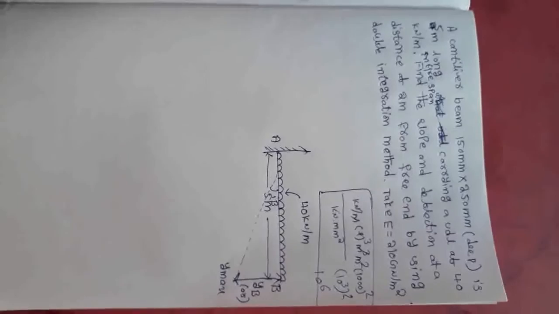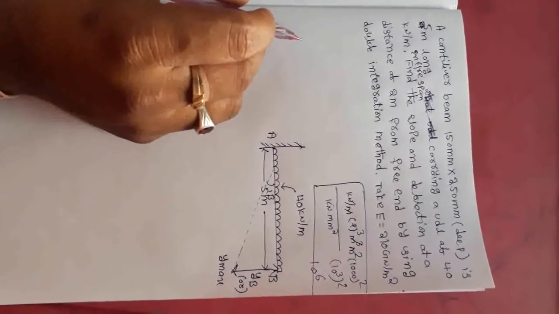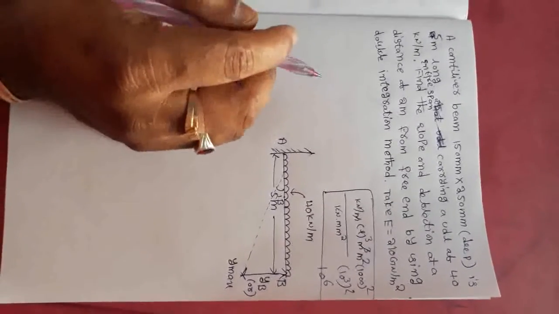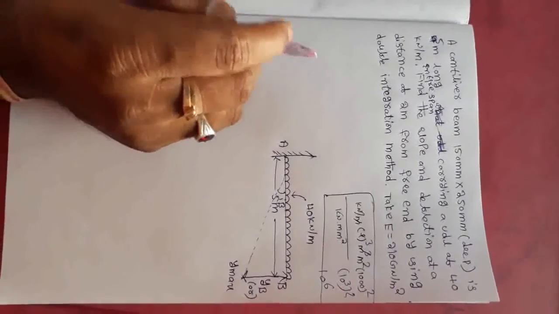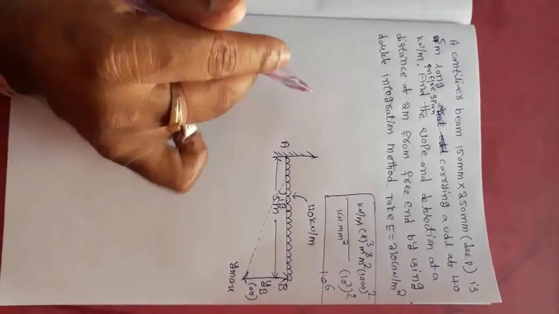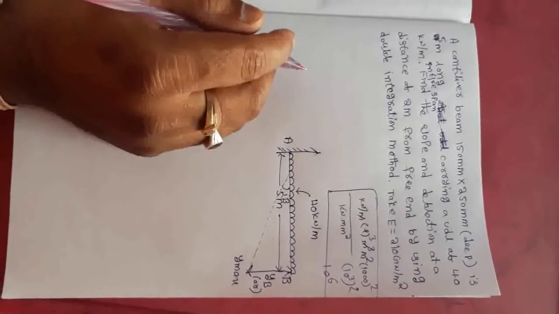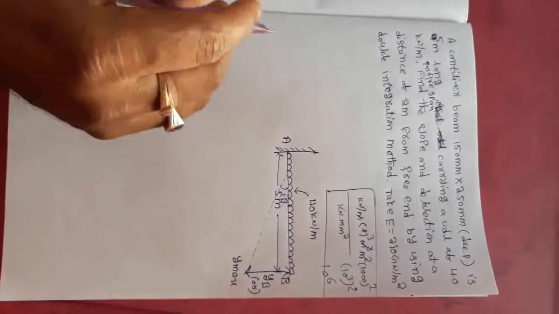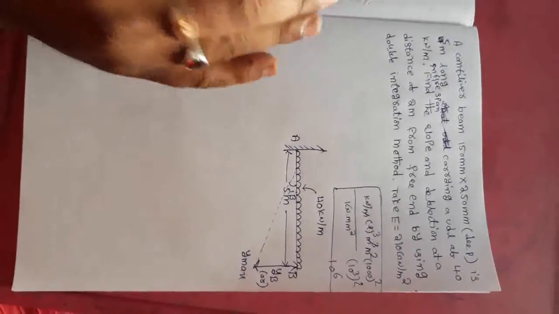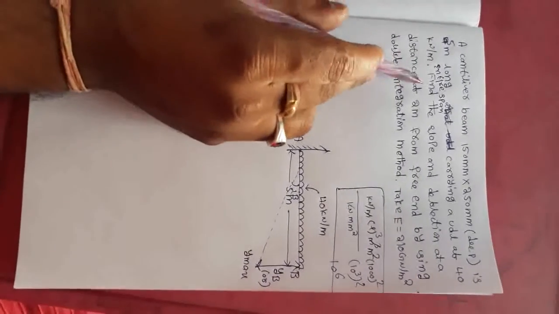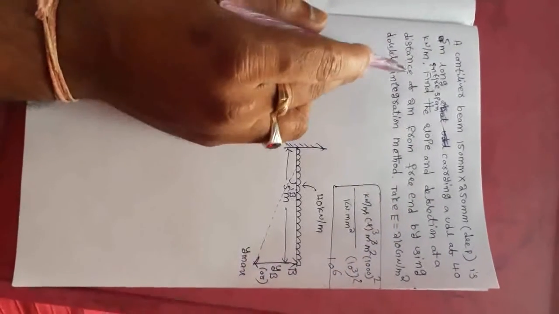So today I'm going to explain the double integration method for the cantilever beam subjected to UDL over the entire span. But this problem is quite different from the earlier problems. Why? Because in previous problems there is a cantilever beam carrying UDL over the entire span, but in the problem he wants to find a slope and deflection at a free end.